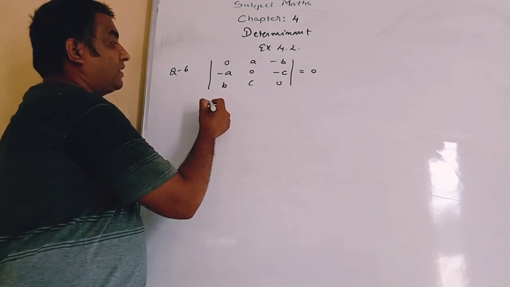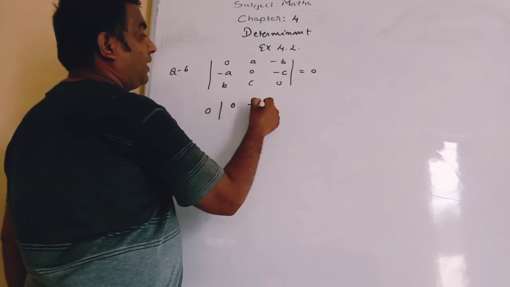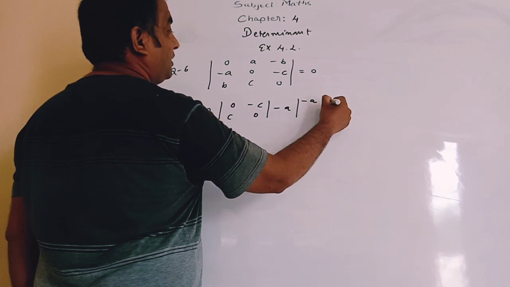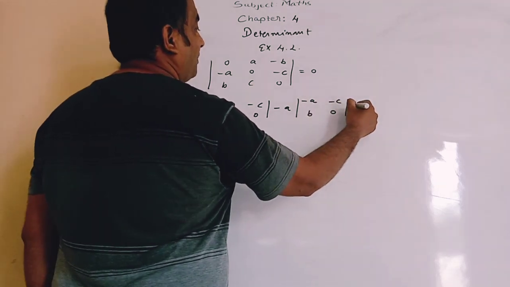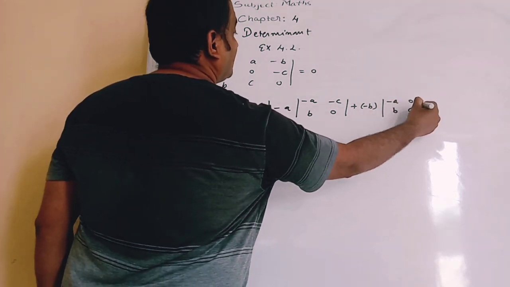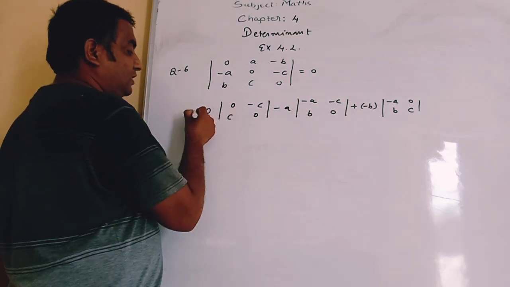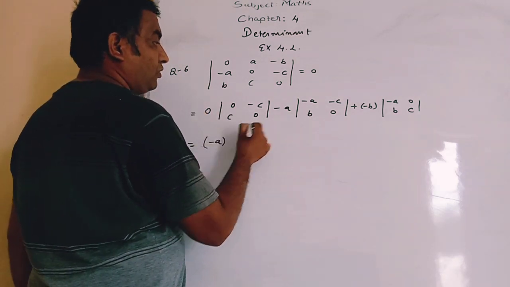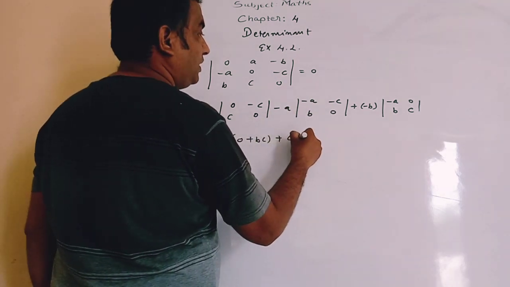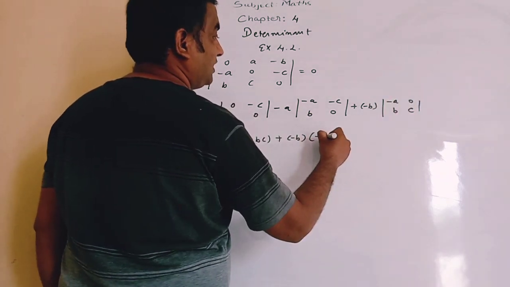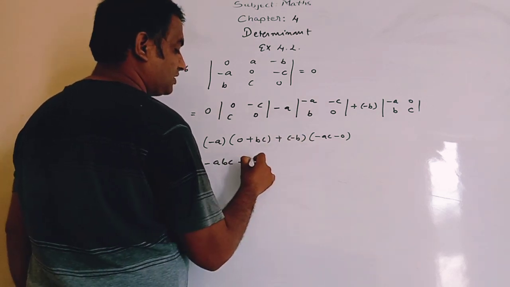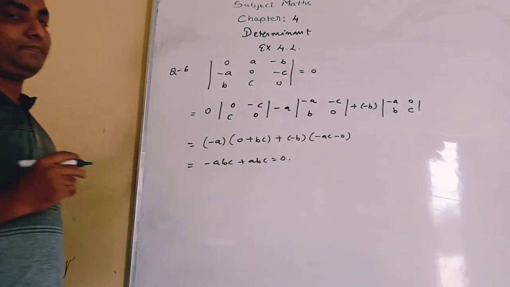So directly we expand: 0 into (0 minus c times c), minus a into (minus a times 0 minus c times b), plus minus b into (minus a times c minus 0 times b). So 0 into anything is 0, minus a into 0 minus minus plus bc, and plus minus b into minus ac minus 0. So this is minus abc and this is minus minus plus abc, which is equal to 0.